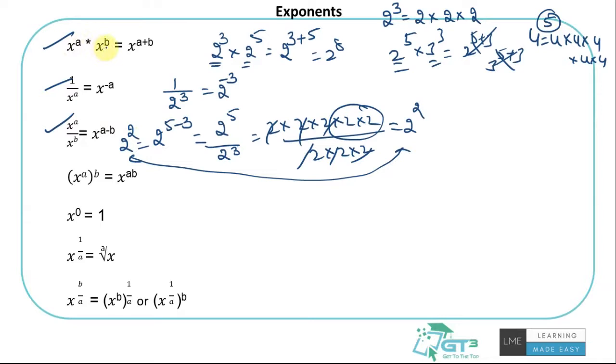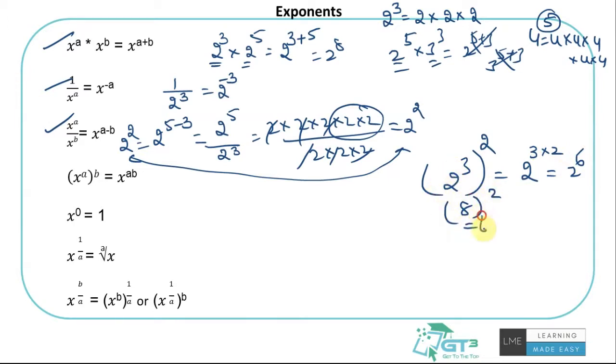Multiplying x power a into x power b, it will become x power a plus b. If I am dividing, it will become x power a minus b. x power a whole power b can be written as x power ab. So if I say 2 cube whole power 2, it can be written as 2 power 3 into 2, that is 2 power 6. What is 2 cube? 8. 8 square is 64. What is 2 power 6? 64. So this is correct, right? So I can use this formula, x power a whole power b.